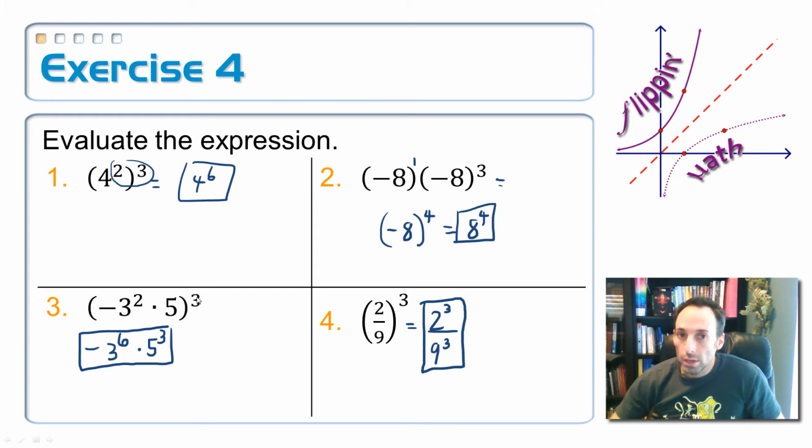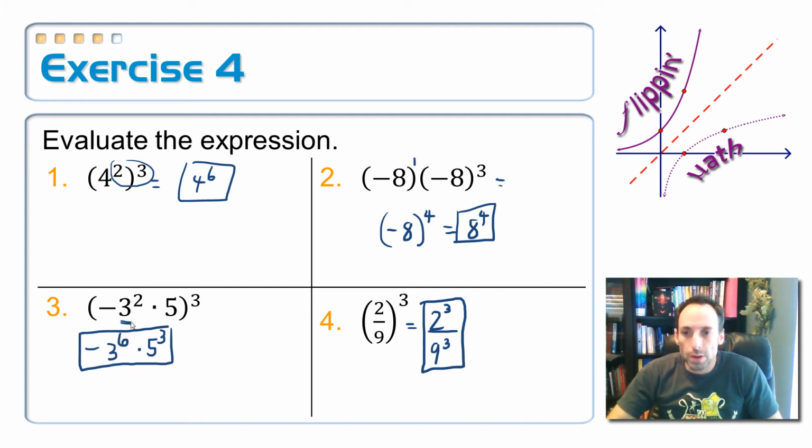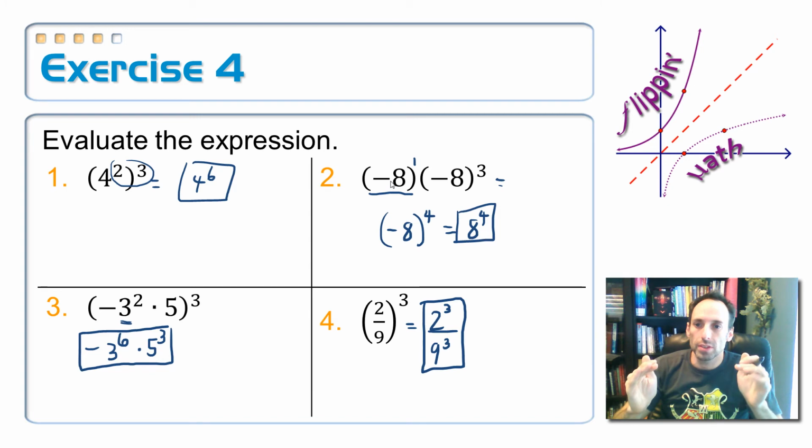So if I look at number 3, I'm again applying the power property. So each one of the things inside here gets that power of 3 being multiplied. So I have 3 to the 6th and 5 to the 3rd. How it's different from number 2 is that the base here is not -3, it's just 3, and there's a negative sign out in front. The difference here is that -8 was contained within a set of parentheses. It's clear that that is the number that's the base.